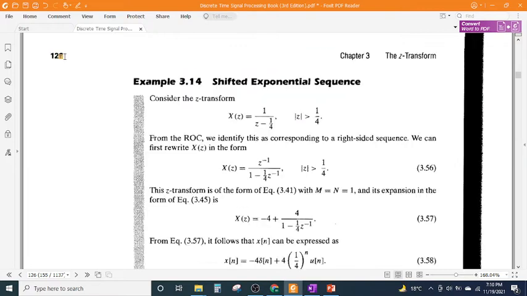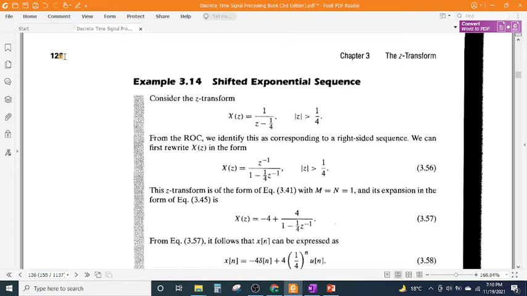Example 3.14, shifted exponential sequence. Consider the z-transform X(z) = 1/(1 - a z^-1) ... We identify this as corresponding to a right-sided sequence. We can first rewrite X(z) in the form of Equation 3.56.